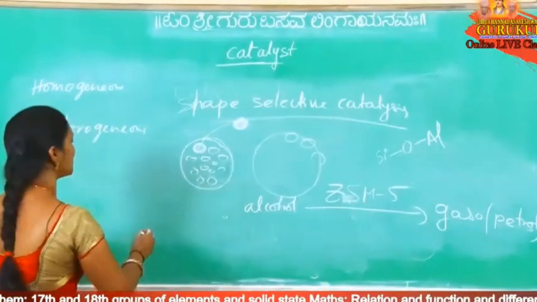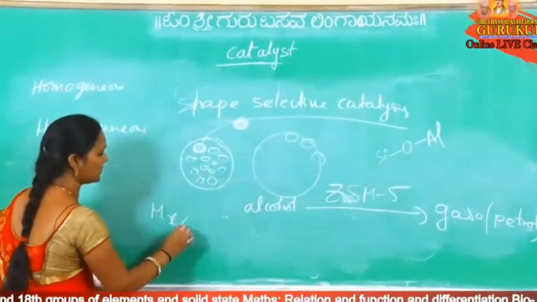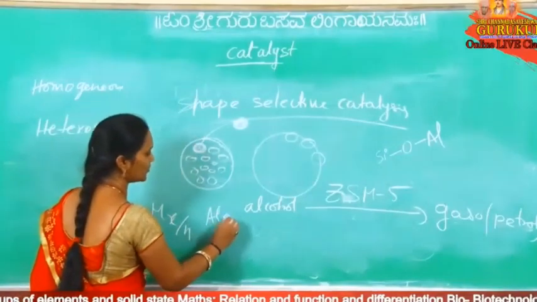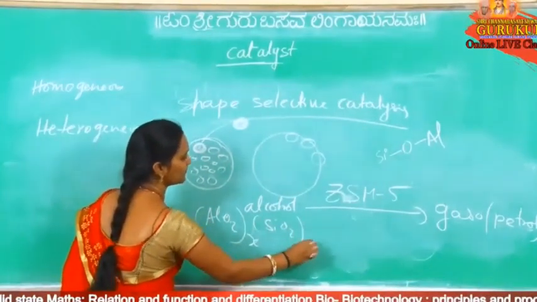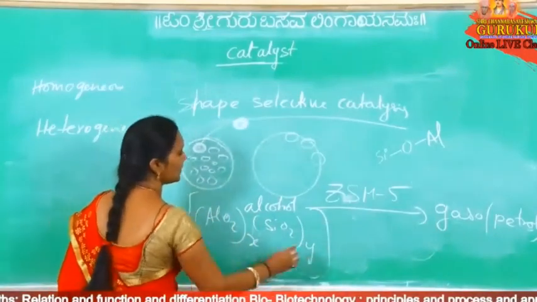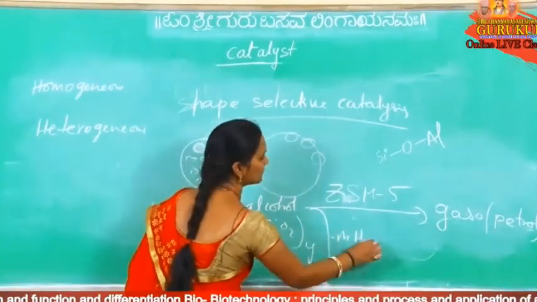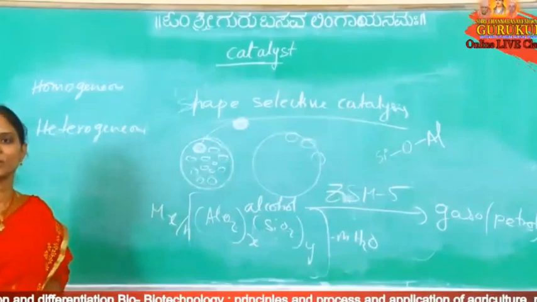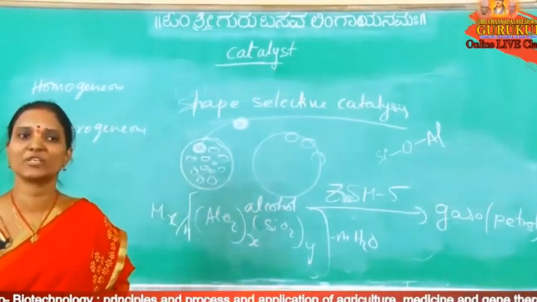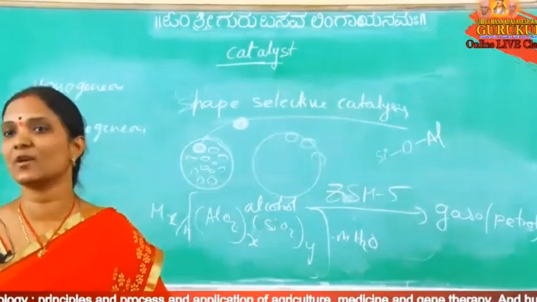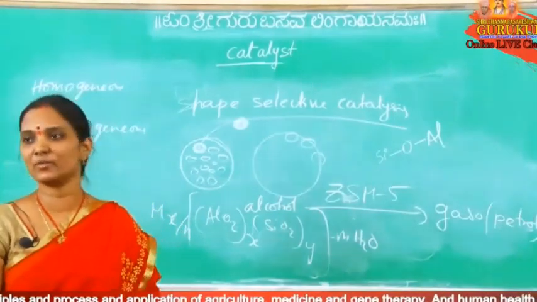The general formula of zeolites is Mx/n[(AlO2)x(SiO2)y]·mH2O. This is the general formula of zeolites, a combination of silicates and aluminates. How do we get it? Some of the silicon atoms are replaced by aluminium atoms.